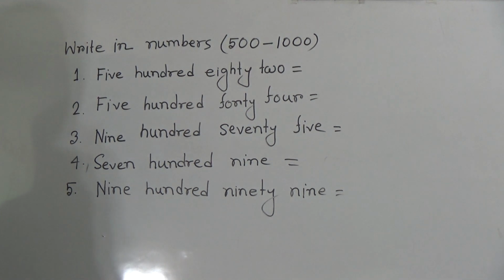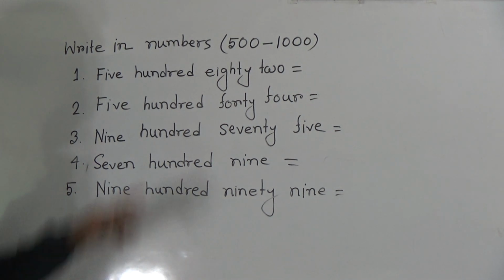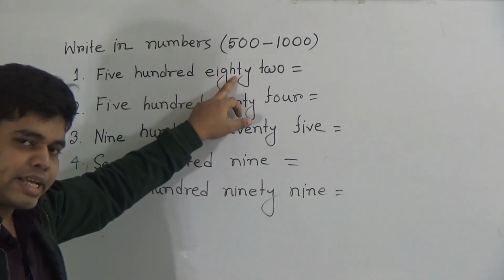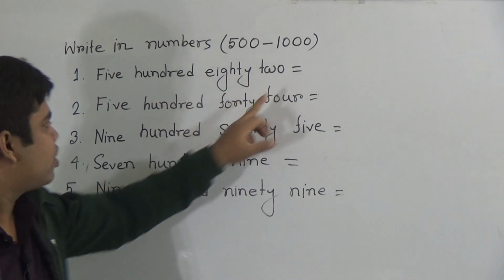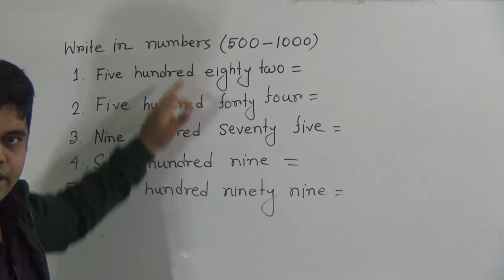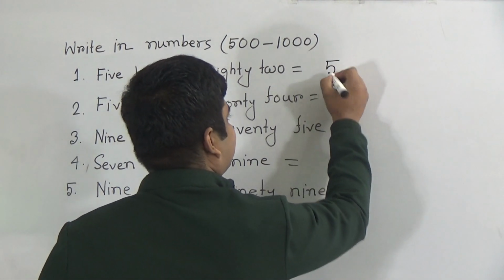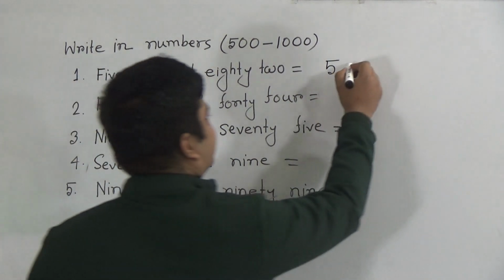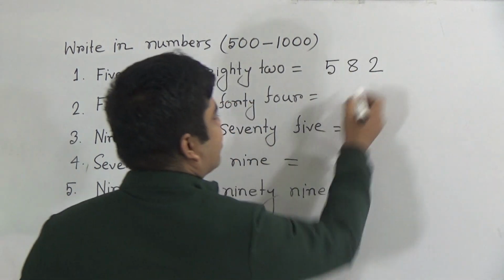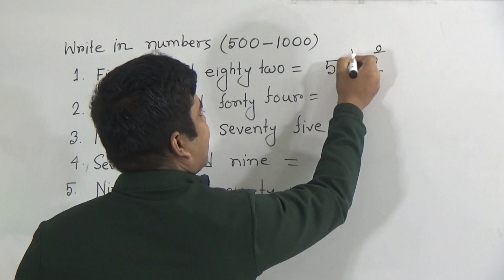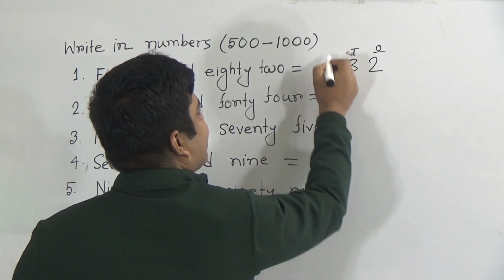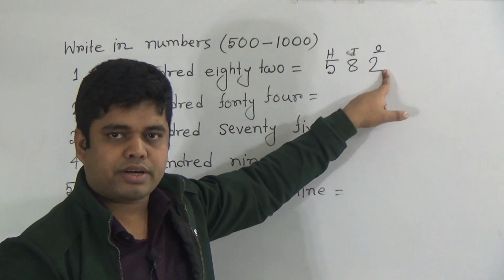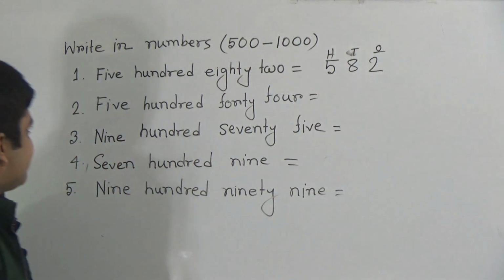Okay, so at first we write the first number, 582. Notice it has 100 place, it has tens place, and it has ones place also. So first of all we write 500. So 500 means 5 first. Then 82. So how can we write 82? Notice 2 is in ones place, 8 is in tens place, and 5 is in 100 place. So we read this number as 582. I hope you have understood. Okay, so this is the first one.